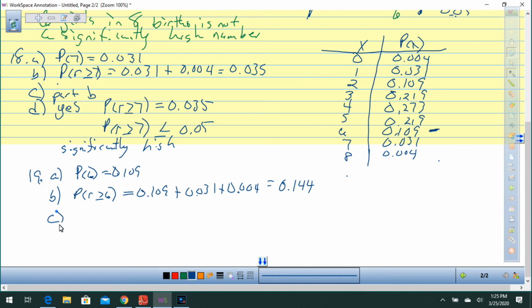C, which probability is relevant for determining whether 6 is a significantly high number of girls in 8 births, part A or part B? I'm going to say part B. And then D, is 6 a significantly high number of girls? I'm going to say no, because the probability that X is greater than or equal to 6 is not less than 0.05, okay? So it does not.